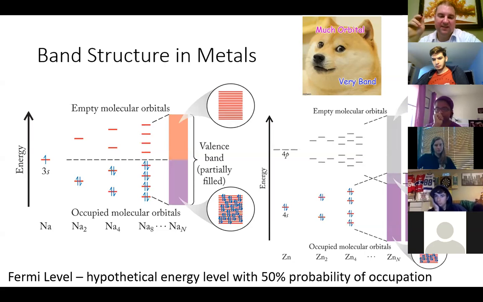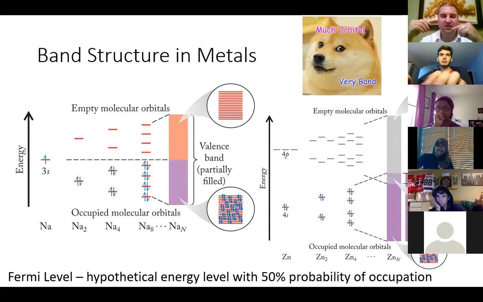If you go to something like zinc and you look at those same S orbitals, well, different shell, but S orbitals in zinc, and you look at the valence band then for zinc, zinc's valence band is filled because all of those electrons match the same number of positions for them in the valence band.